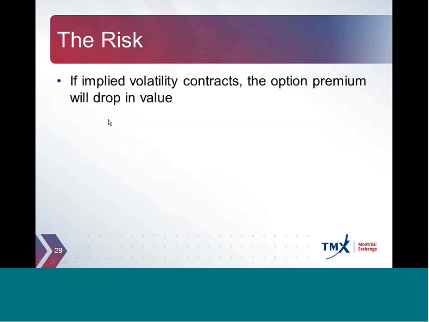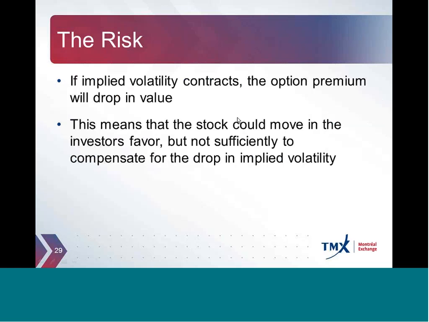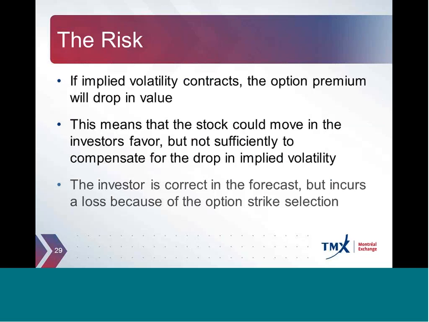So again, the risk is that if implied volatility contracts, the option premium will drop in value, and that means that the stock could move in your favor, but not sufficiently enough to compensate for the drop in implied volatility. So you may in fact be correct in the forecast, but ultimately incur a loss because of the option strike price selection. So that is something that's controllable by you.